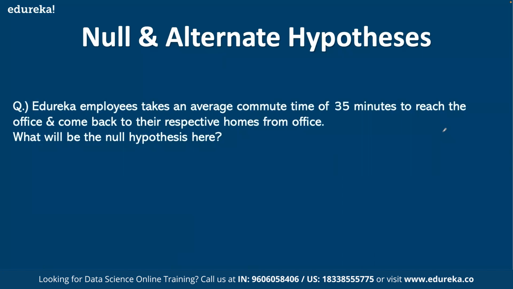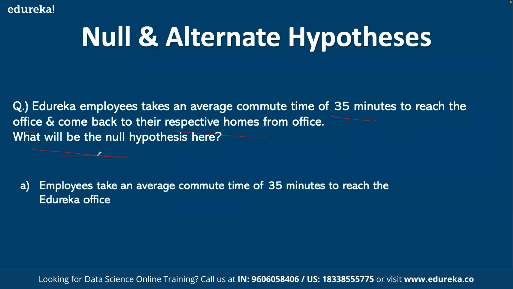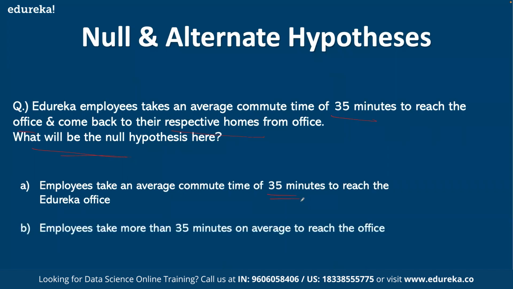Here we've got a question that says Edureka employees take an average commute time of 35 minutes to reach the office and come back to their respective homes from the office. In this scenario, what exactly is the null hypothesis? The null hypothesis is our current belief: the Edureka employees take an average commute time of 35 minutes to reach the office, and they take 35 minutes to reach home from the office. That's my null hypothesis.